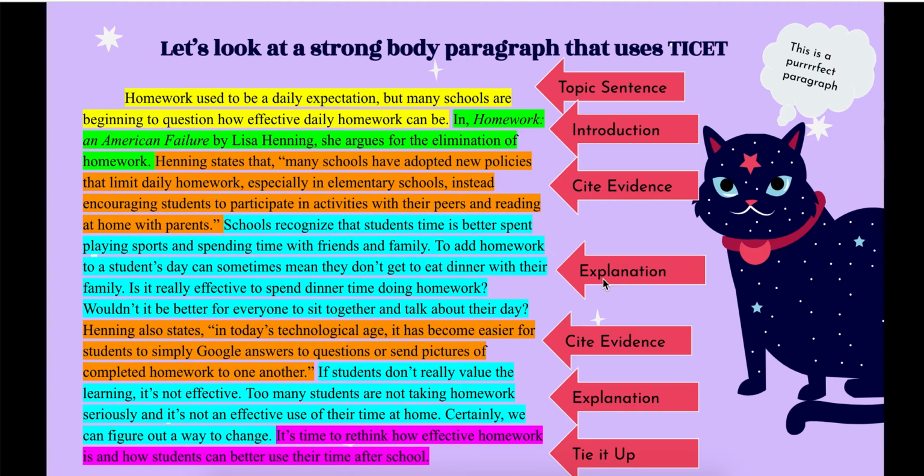All right, now we have to explain: how does this evidence show that maybe homework is not as effective as we thought it was?